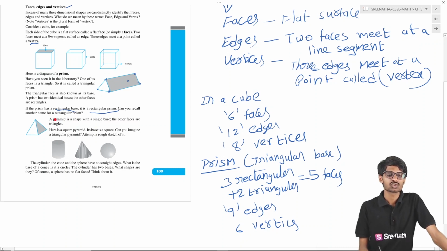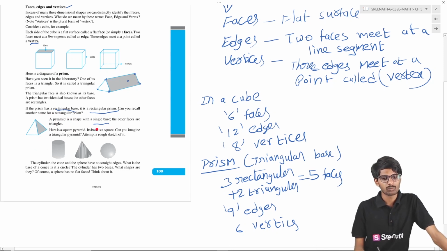Okay, students. So a pyramid is a shape with a single base. The other faces are triangles. So in the case of a pyramid, there will be only a single base and the other faces are triangles. So here is a square. This is a square pyramid, students. Its base is a square. So can you imagine a triangular pyramid? Can you imagine a triangular pyramid? Attempt to draw a rough sketch, students.